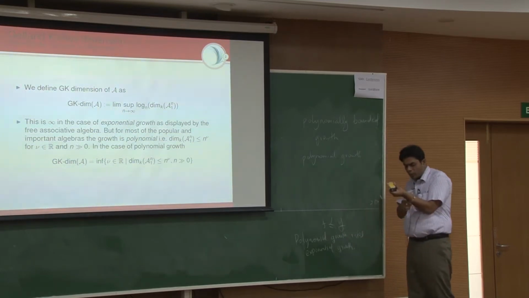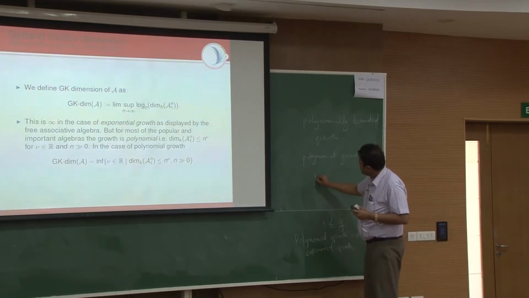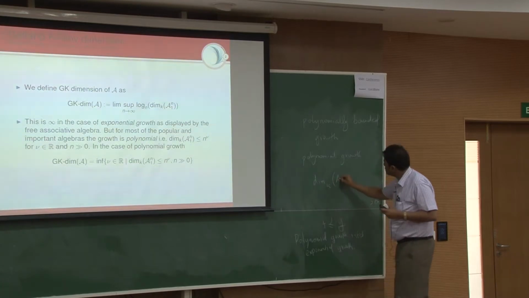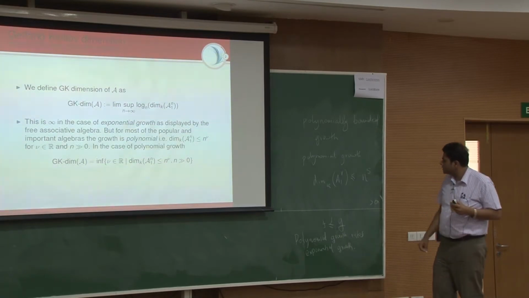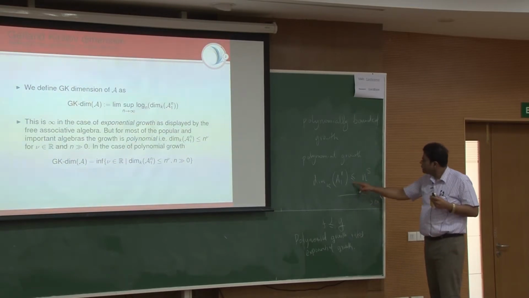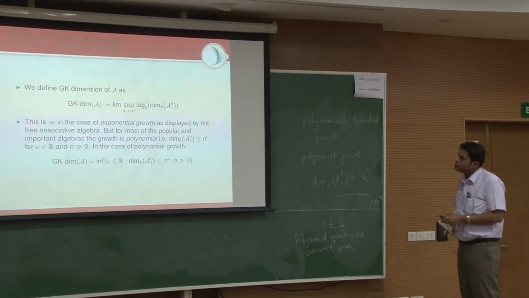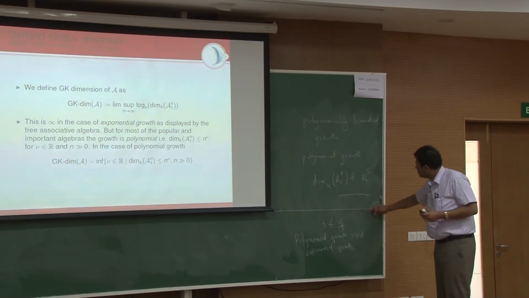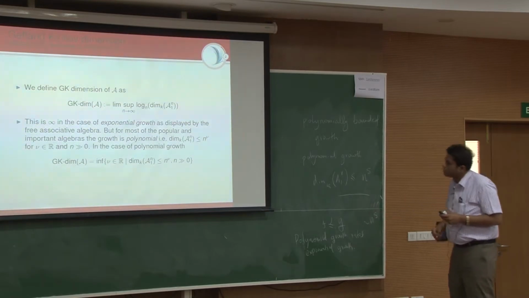So what is polynomially bounded growth? It means that the sequence of dimensions satisfies this inequality. So this is just less than or equal to, and growth is polynomial when it is actually equivalent to some polynomial function n to the s. So if it's equivalent to n to the s, it's polynomial growth.